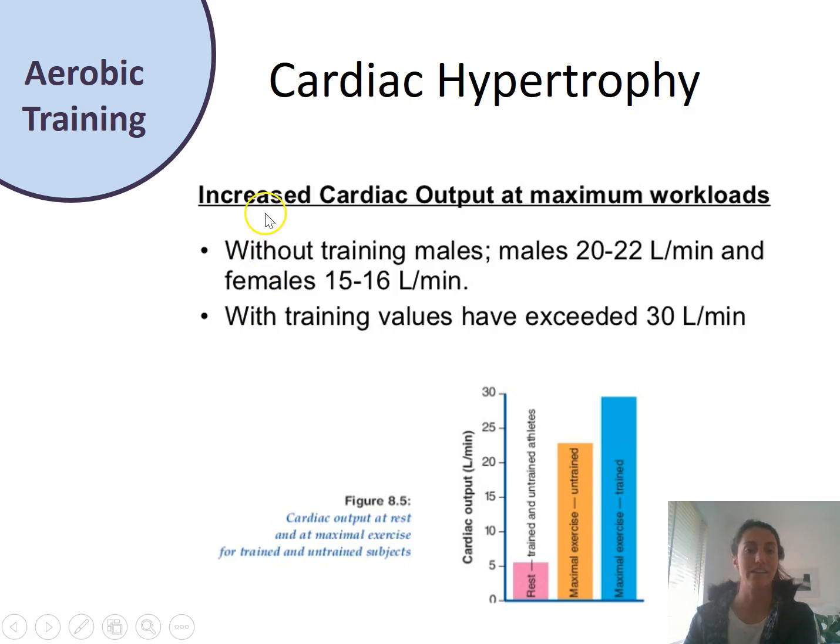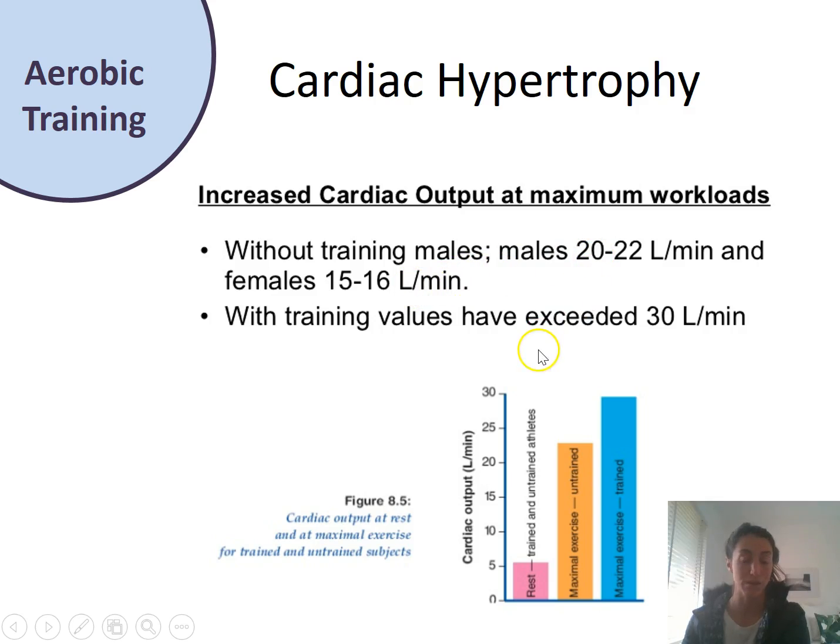So here we can see the increased cardiac output at maximum workload. So this is comparing trained to untrained. Here we've got our cardiac output in litres per minute. So remember, stroke volume and heart rate times together. You can see at rest, it's about 5 litres per minute. But when we're exercising at maximum intensity, untrained males are able to produce 20 to 22 litres per minute, and females 15 to 16.